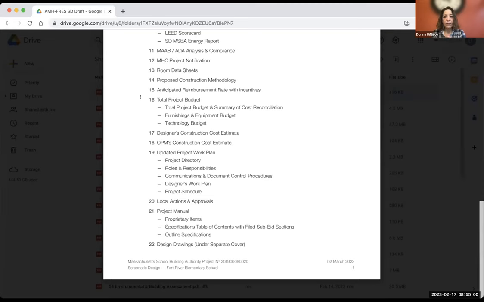Currently there are no proprietary items for this project, which means we do not require a vote, and these will be "or equals." We can get into that down the road, but we understand there are no proprietary items for this project. And then the drawings.